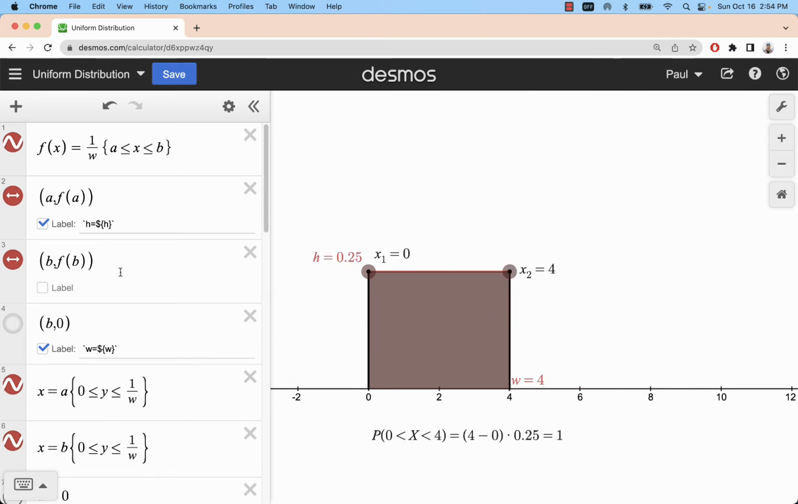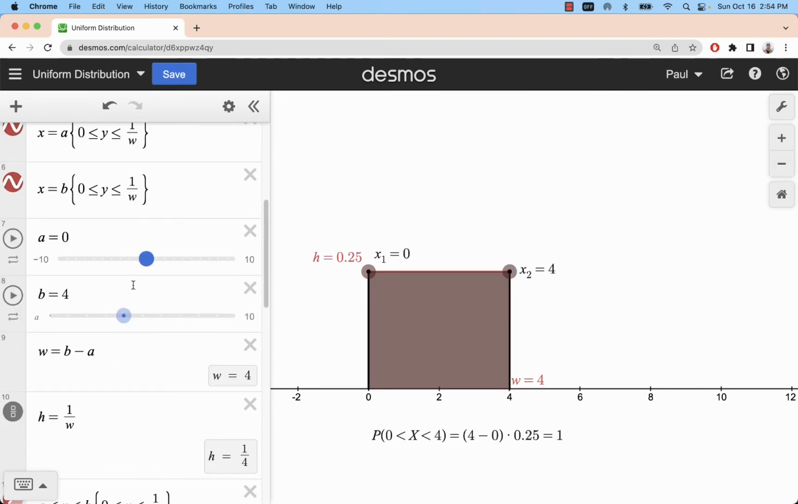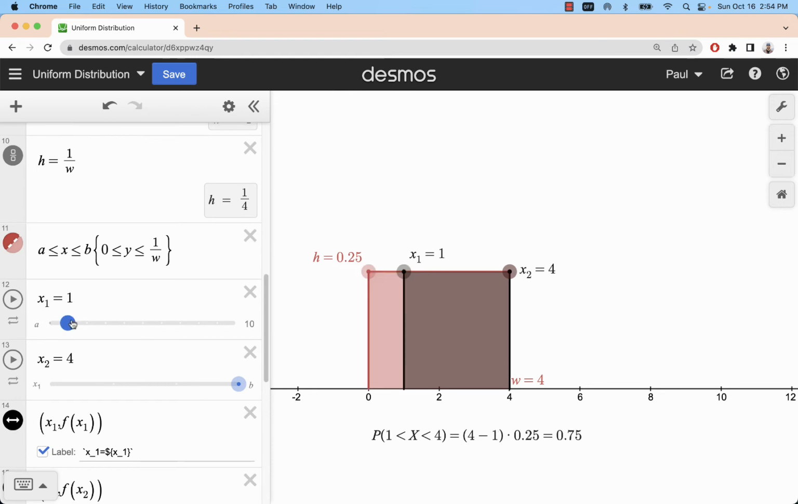And then if I want to look within a certain region, I would be looking at a fraction of that rectangle. So here's an example where the rectangle is 4 units wide, and then since the total area needs to be 1, it's 1/4 height. So that way width times height equals 1 for the full box.